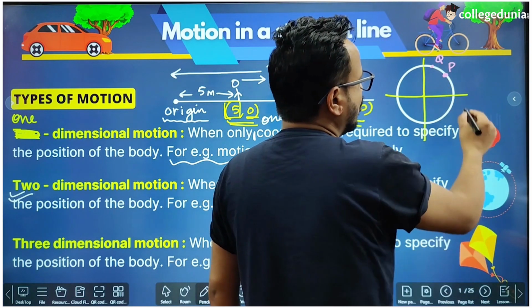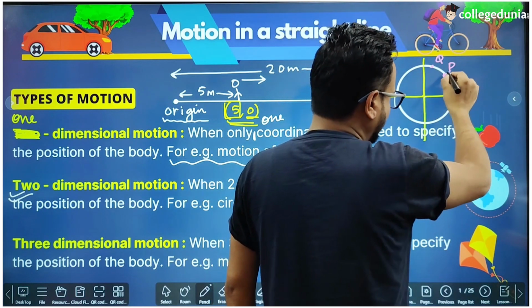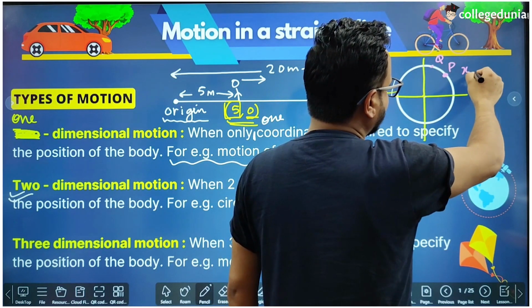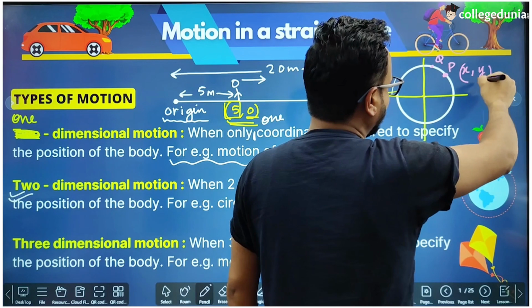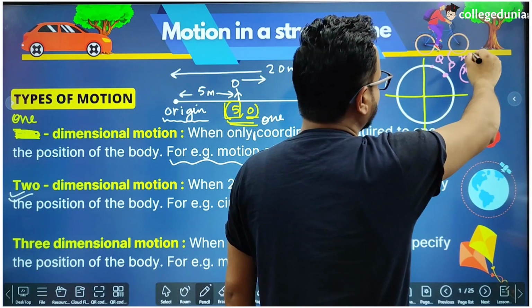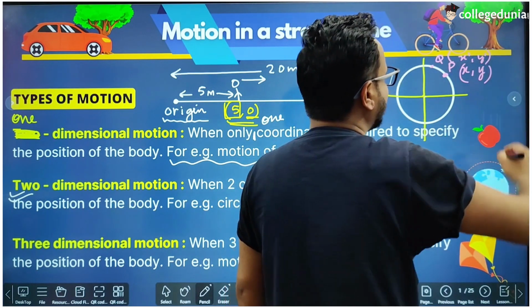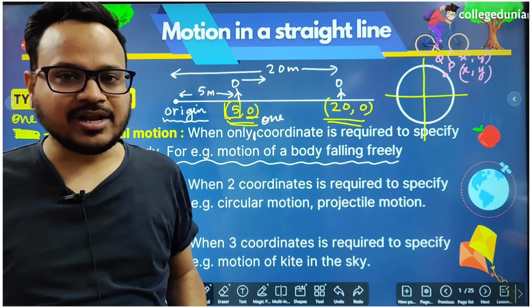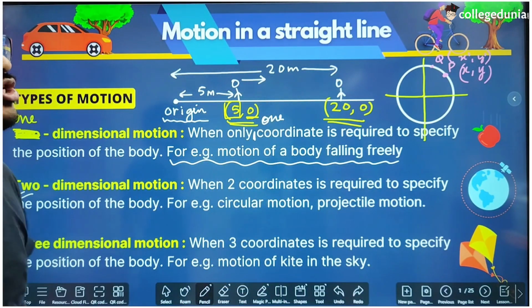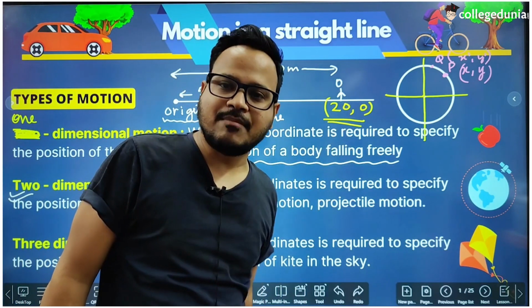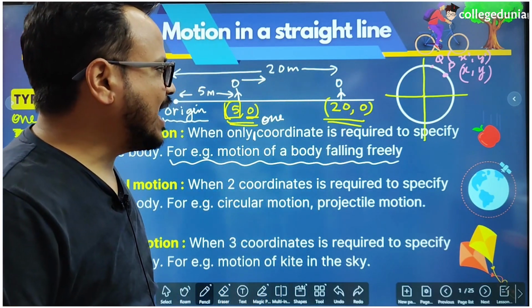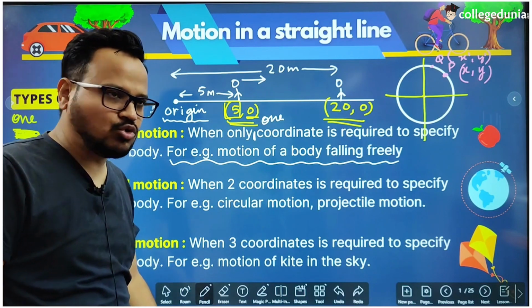And after some time, at t2, this body is at Q. So to specify the position of P, you need two coordinates, x comma y, and also at Q you need two coordinates, suppose x dash, y dash. So you always need two coordinates to specify the position of this body. So circular motion is a two-dimensional motion. Similarly, parabolic motion is also a two-dimensional motion.